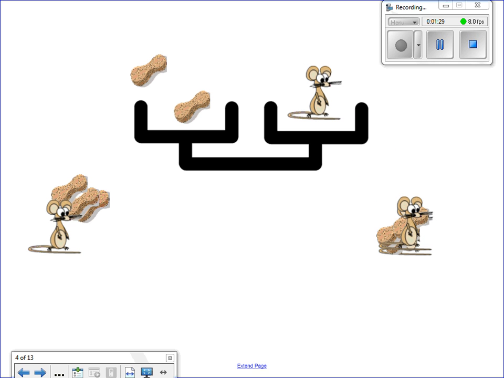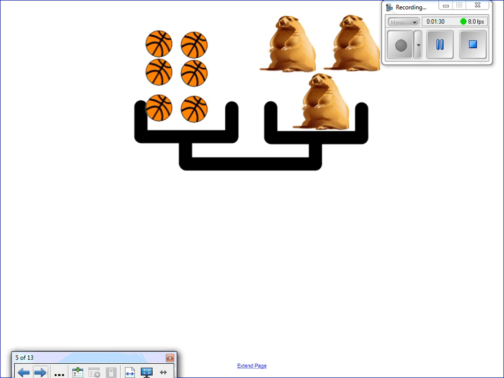We're going to do some more examples here. I enjoy this because I get to play with some pictures. Looks like I have a chubby prairie dog. I have 6 basketballs on one side, and I have 3 prairie dogs on the other side. So there's going to be some math involved with this. How much does a prairie dog weigh? Well, let's take a look.